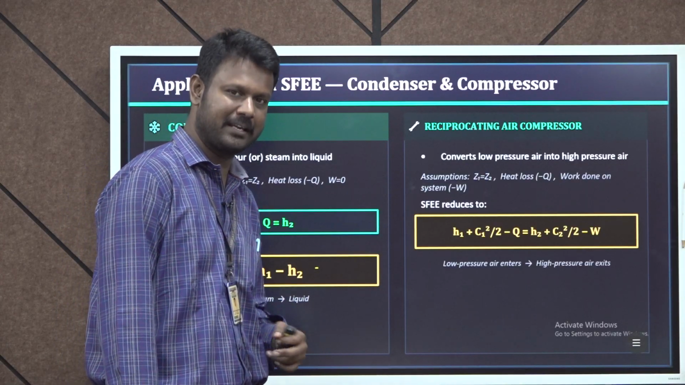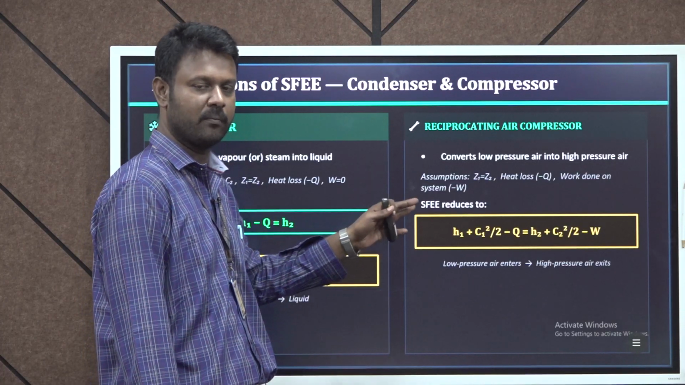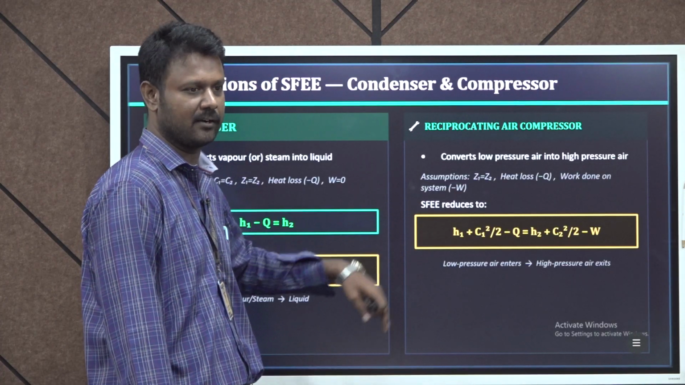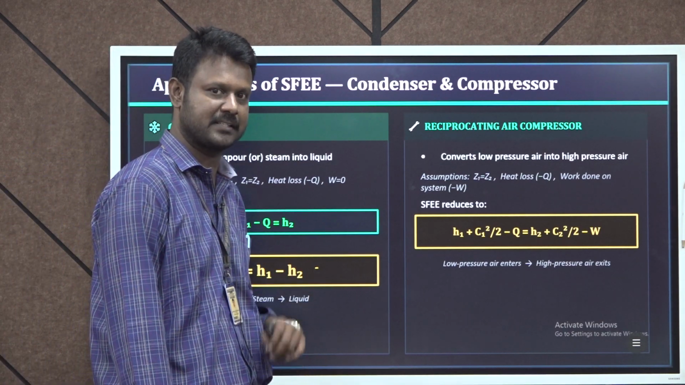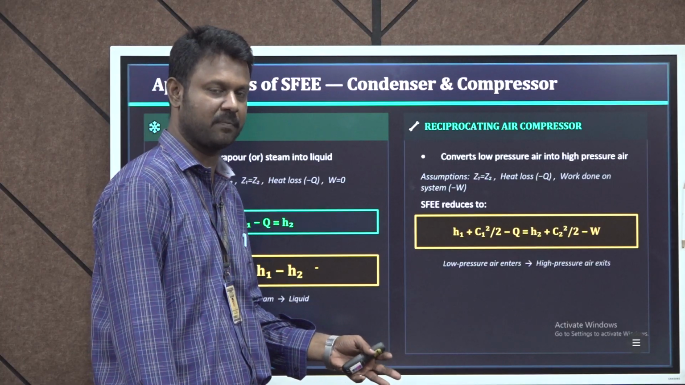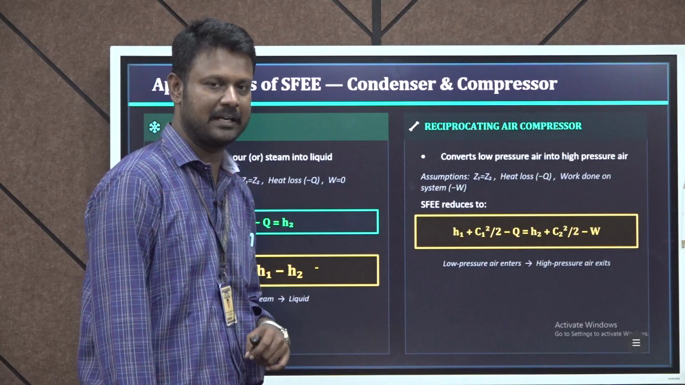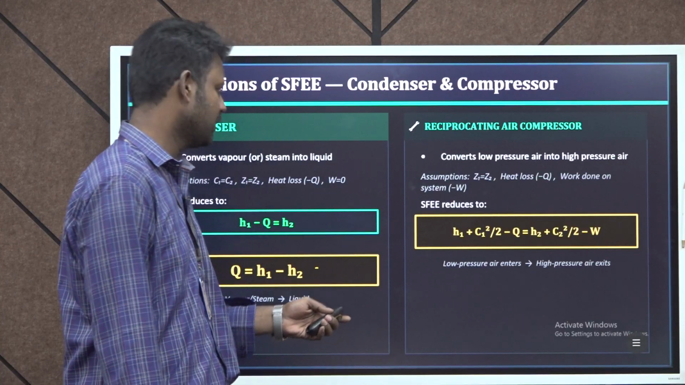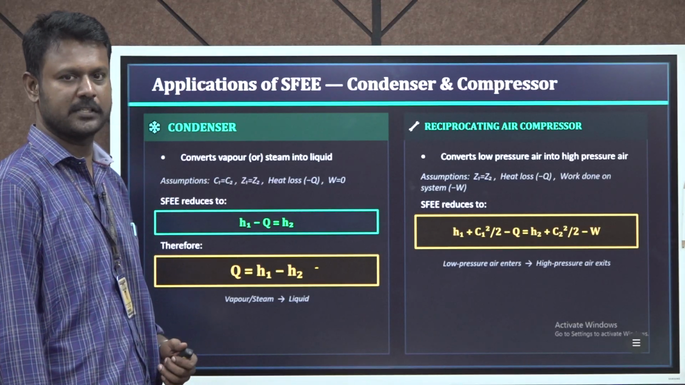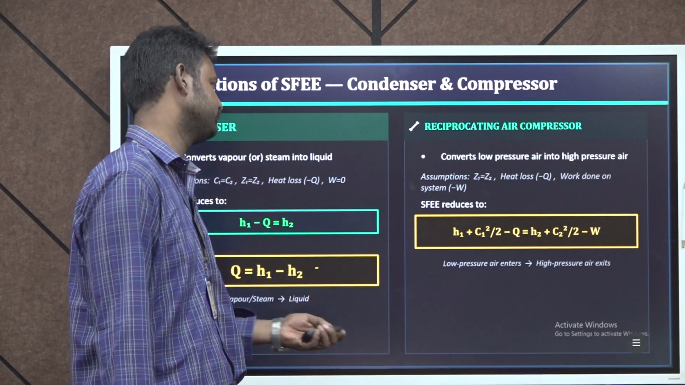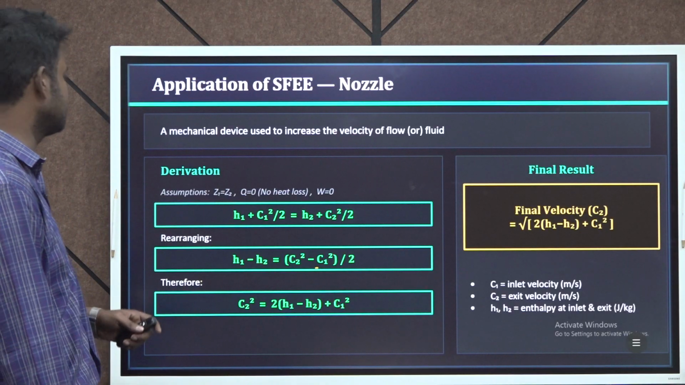When we consider this for a reciprocating air compressor, the elevation will be the same, and there is work done on the system and there is heat loss. The heat loss will be a negative sign and the work done will also be a negative sign, since we are providing work into the system and there is heat loss. So both have been indicated as negative sign. So the formula is H1 plus C1 square by 2 minus Q is equal to H2 plus C2 square by 2 minus W.